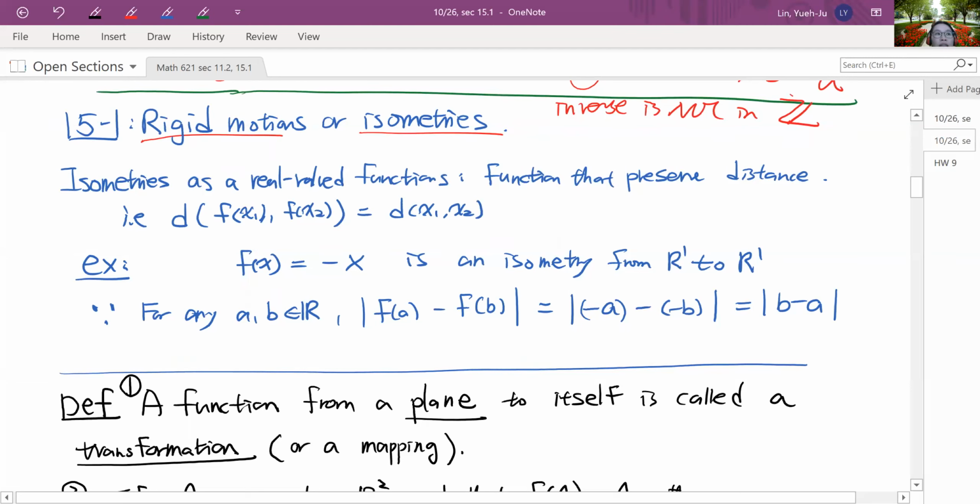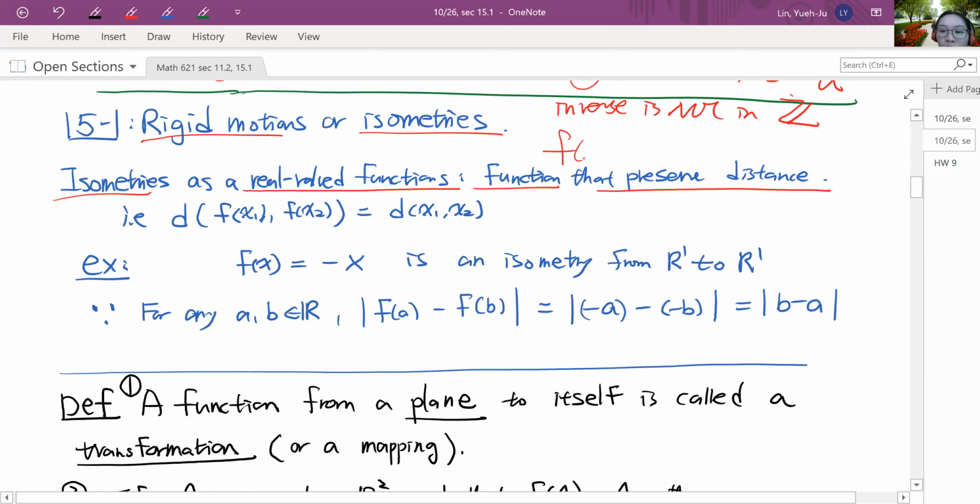It depends on what domain you're talking about, and we use slightly different definitions here. If you're talking about isometry for a real-valued function, then we can say that generally an isometry is any function that preserves distance, right?